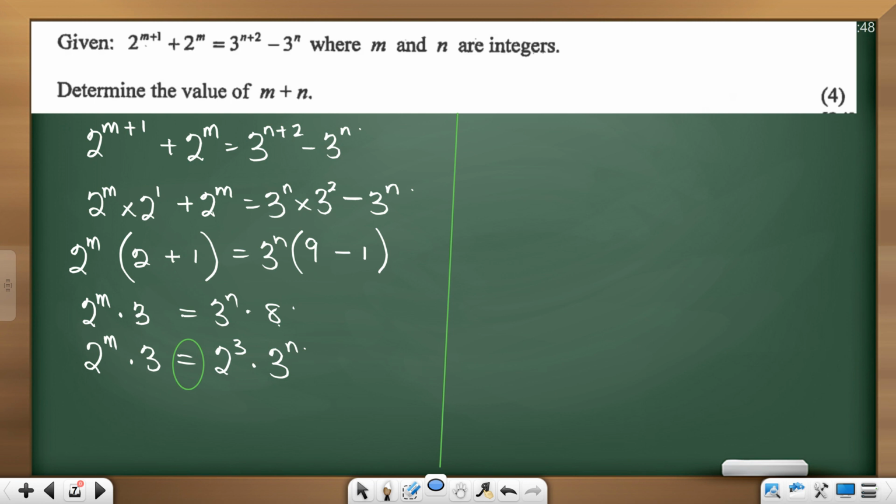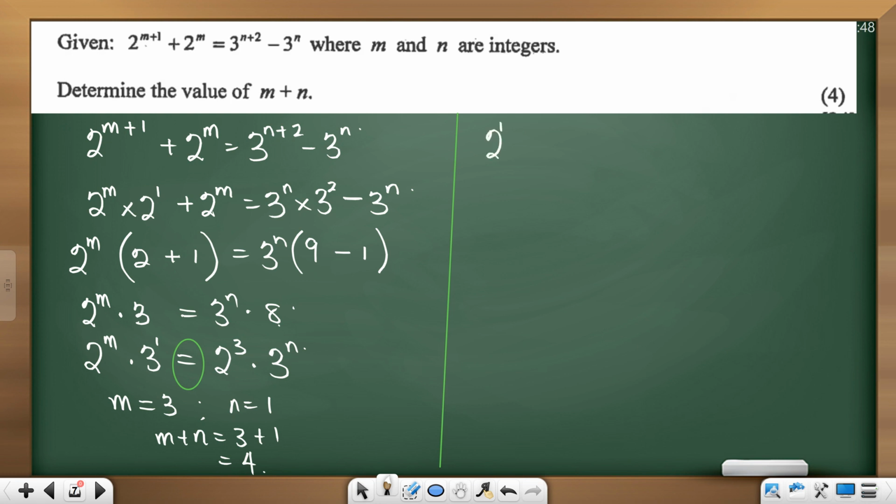Now, just by comparing, you would see we only have base 2 and base 3. On the base of 2, what do you see? m must be equal to 3 because of that equal sign in between. And n must be equal to 1 because we are comparing. Therefore, m plus n, I'll show you another method in case, but you need to be comfortable with the power of the equal sign.